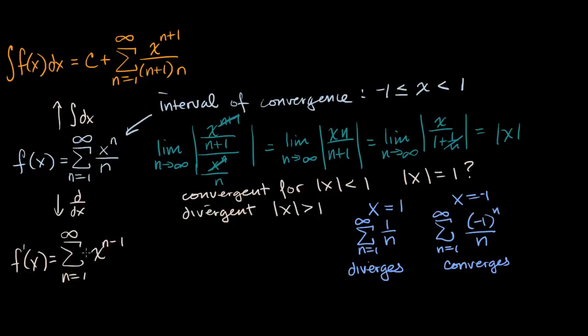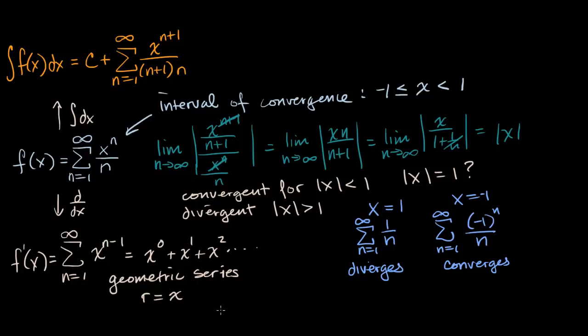What about the interval of convergence for this one right over here, when we take the derivative? Well, when we take the derivative, this is the same thing as x to the 0 plus x to the first plus x to the second, and we go on and on and on. Now you might recognize this. This is a geometric series where our common ratio, often denoted by r, is equal to x.